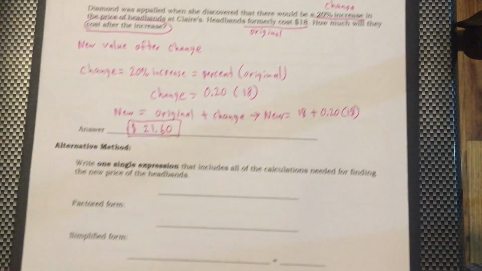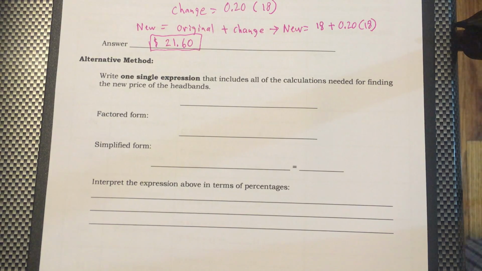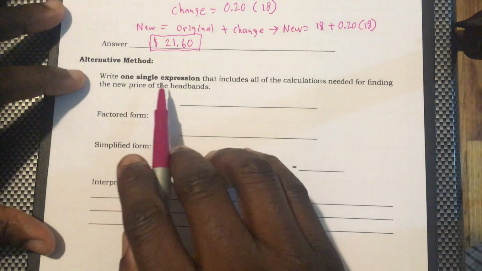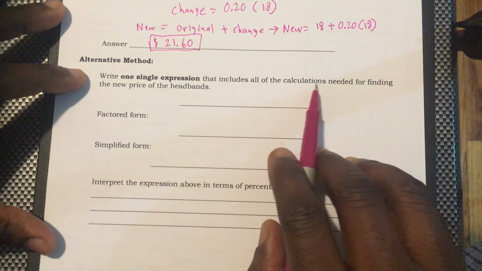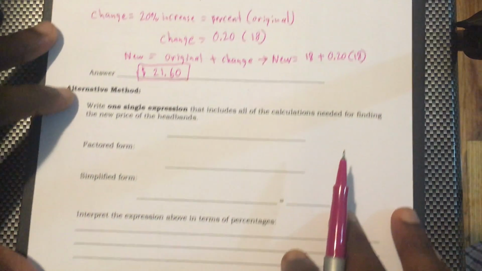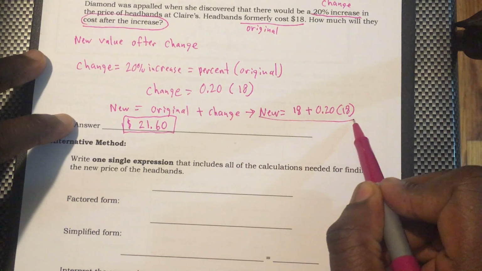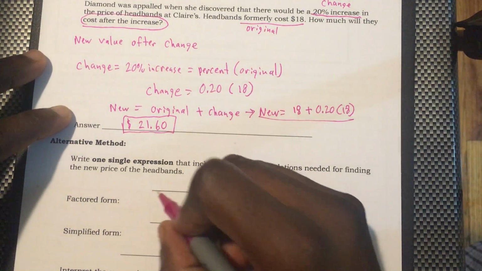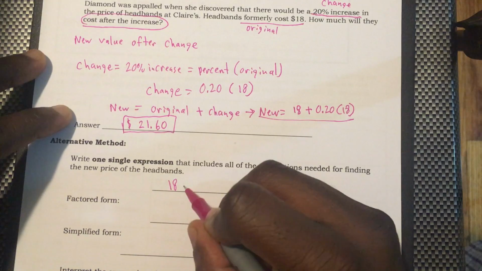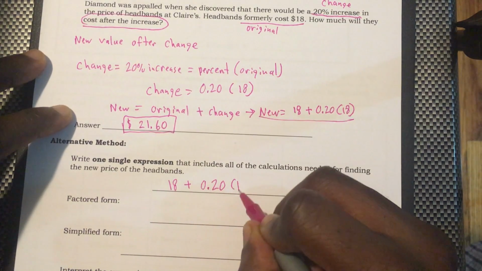Now let's look at this alternate method. Things change up slightly, but if you're really comfortable with it, it can actually be very, very efficient. It says write one single expression that includes all the calculations needed for finding the new price of the headbands. Well, we did that already. That was this expression over here. So let's write that. That expression will be 18 plus 0.20 times 18.